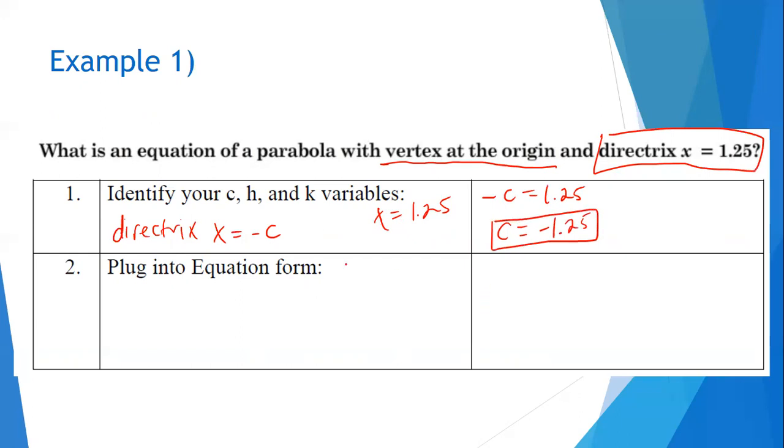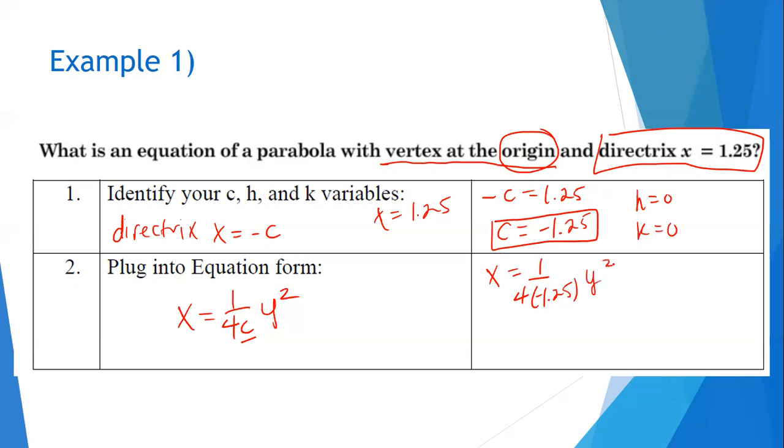Correct? And our h and k in this problem, because it's at the origin, h equals 0 and k equals 0. Because h and k are at the origin, I know that I am using the equation x equals 1 over 4c y squared. I'm going to plug in for my c. And so I have x equals 1 over 4 times negative 1.25 y squared.